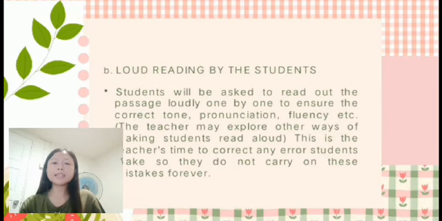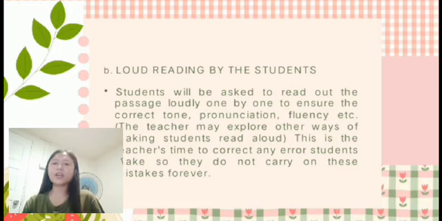So, next is loud reading by the students. So, in this step, students read the passage aloud one by one. Why? Because this helps to improve their pronunciation, fluency, and confidence in reading.